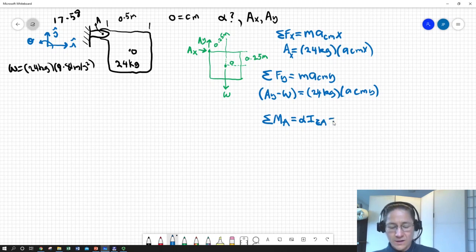And we can take a look at the sum of the moments here and basically solve for that. So if we look at point A as the point about which we're taking the moments, we've basically only got one force that contributes to that, and it's acting at an R of 0.25 meters and then in the downward direction. So that equals, and we're going to end up applying that moment in the clockwise direction, so it'll end up being a negative. So this will be negative 0.25 meters.